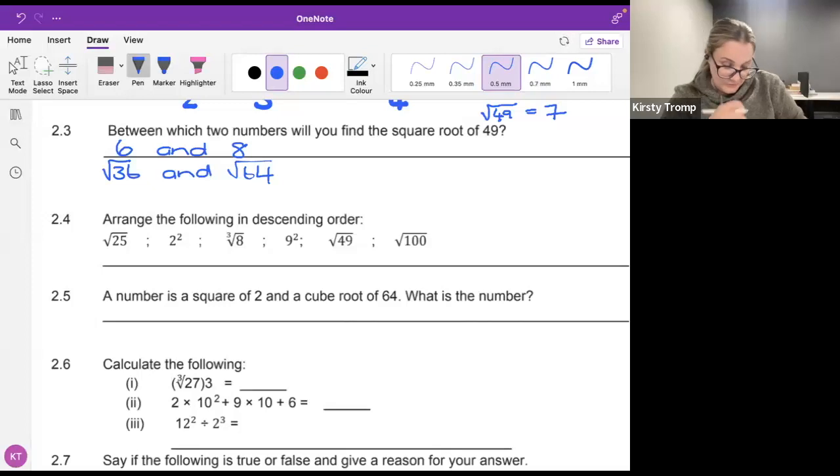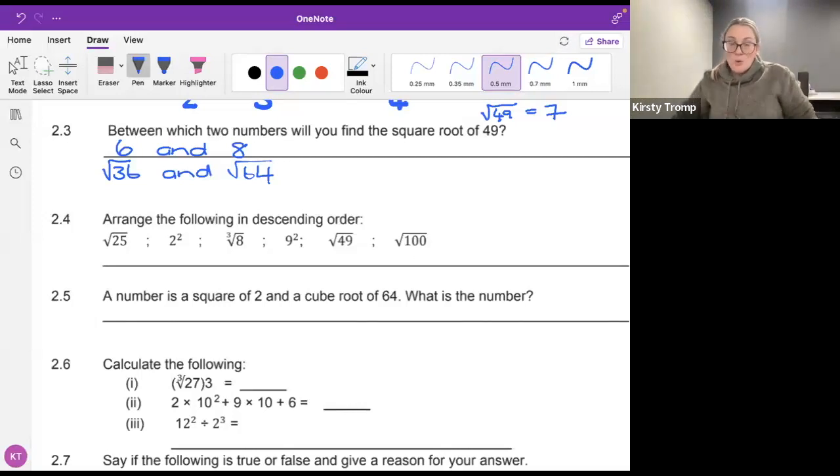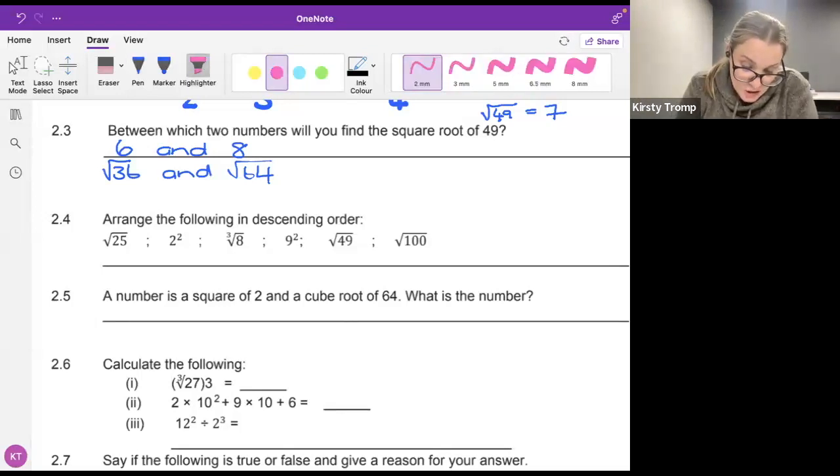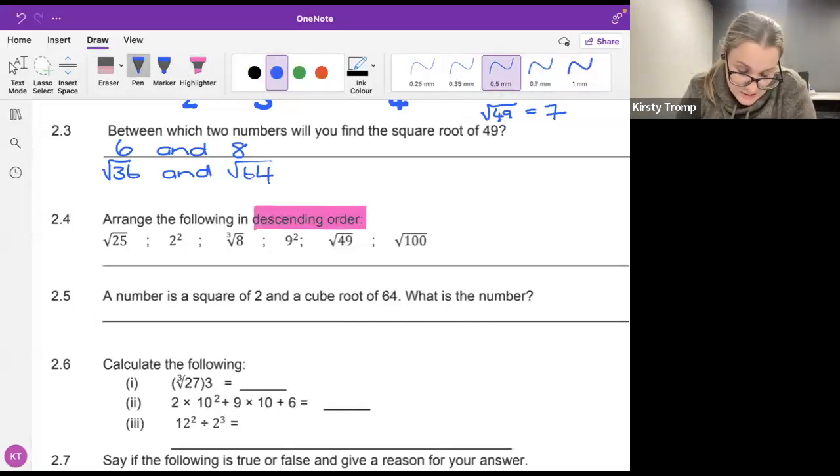Okay. All right, 2.4. Oh, this is a nice one. We practiced this one. I remember when we did exponents, we practiced this one. It was such a good one. It says, arrange the following in descending order. Firstly, tell me in the chat, guys, what does descending order mean? Talk to me in the chat. What does descending order mean? Who can tell me in the chat? Descending order. Good, big to small. Biggest to smallest. You guys are rock stars tonight.